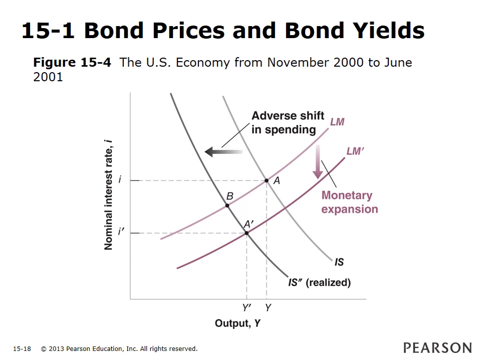Figure 15-4 shows what happened between November 2000 and June 2001 that caused the yield curve to be upward sloping in June 2001. The adverse shift in IS was larger than expected. The Fed stepped in with expansionary monetary policy. Result: the short-term interest rate became lower than expected. This explains why the 3-month interest rate on U.S. government bonds in June 2001 was so much lower than the 3-month interest rate on November 1st, 2000.